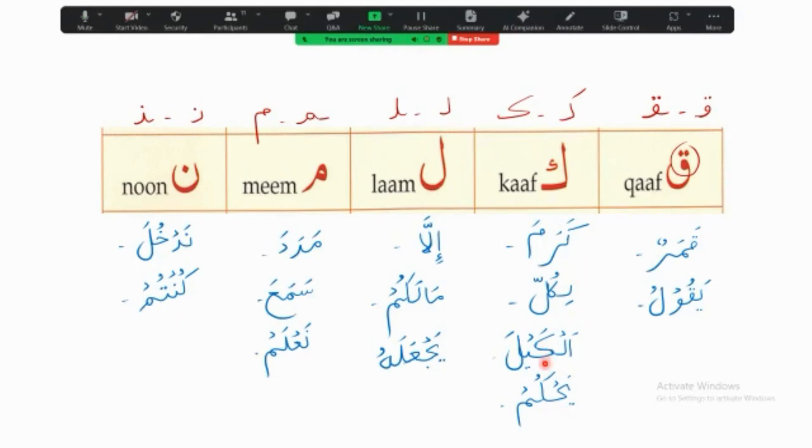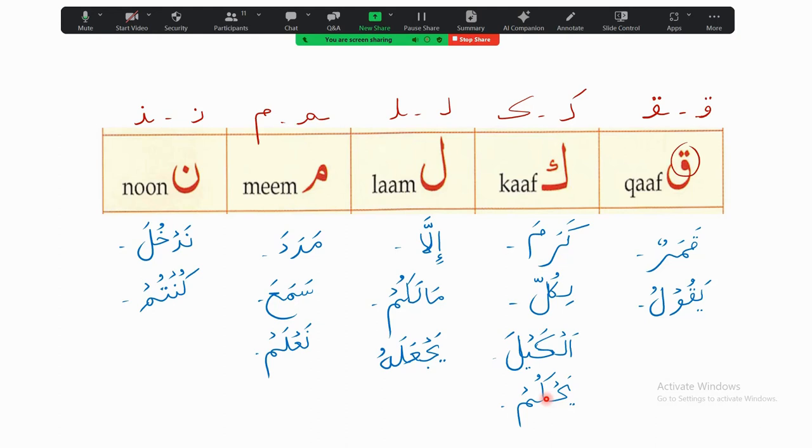Sometimes this kaf is written like this as well when it comes in the middle. I saw that in the Mushaf, in the copy of the Quran, that it is written like this as well. The example here is al-kayla, kayla. So this is how we can write it when kaf comes in the middle, like this as well as this. Also the third possibility is that we write kaf like this when it comes in the middle. The example is yahkum. So we see that the kaf here is in this shape.